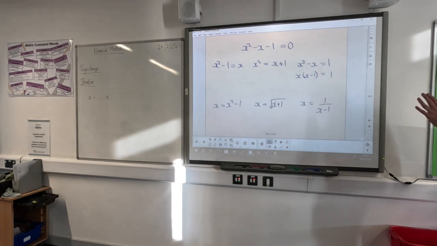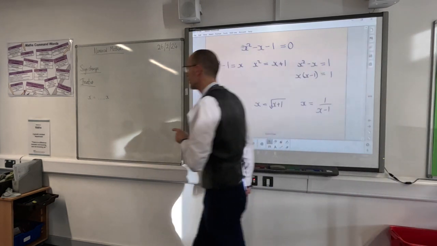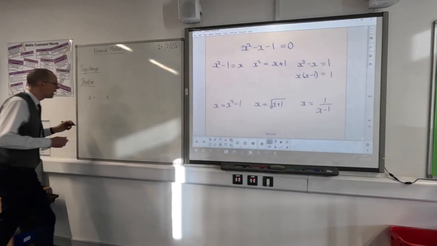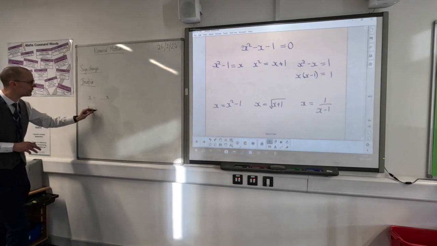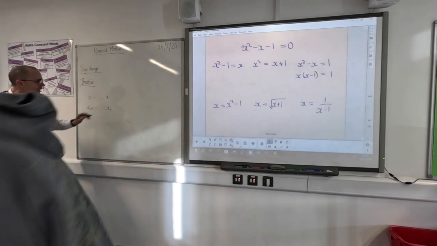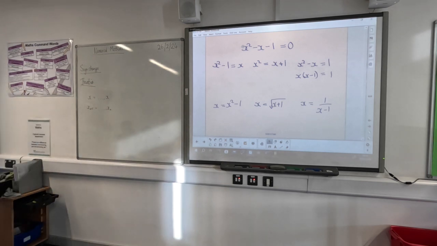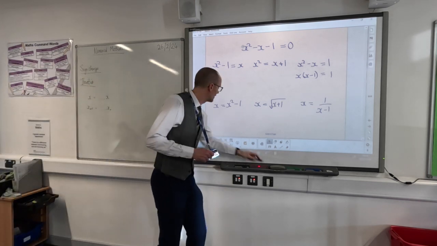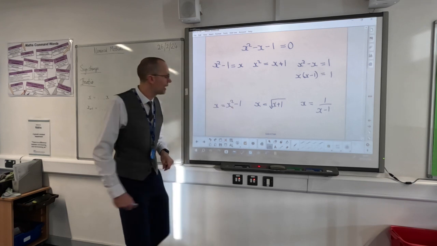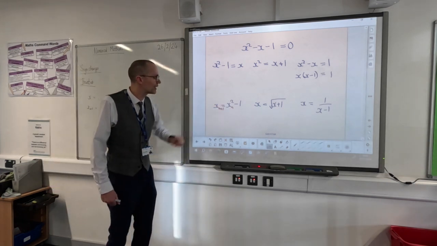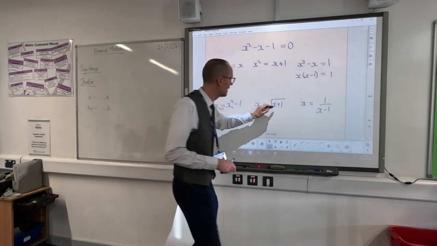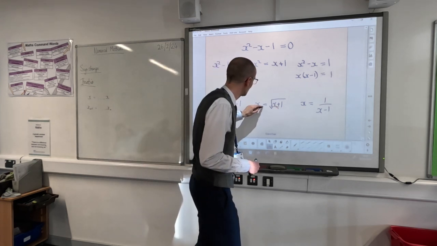Now, this is the thing we do once we've rearranged it as x equals something to do with x. We say, okay, I'm going to use this equation to work out my next value of x using the current value of x. So using a particular value of x, I'm going to work out the next value of x, which I'm then going to substitute in. And we do the same in each case.